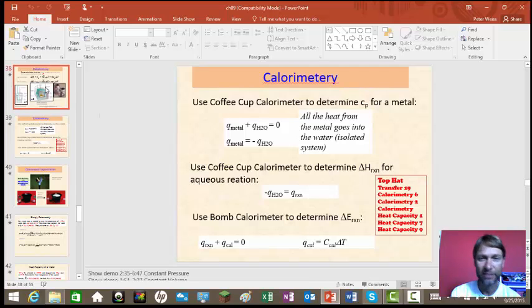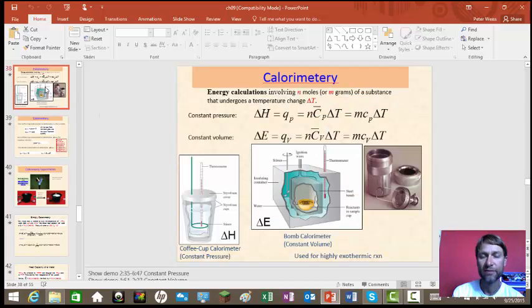Now let's go back to these equations and try to understand the difference between delta H and delta E. Remember from the previous lecture on enthalpy, delta H is the same as the heat transfer at constant pressure, whereas delta E is the same as the heat transfer at constant volume. Remember, the first law of thermodynamics is delta E equals Q plus W. Well, at constant volume, there can be no pressure-volume work. So W disappears, and that's why you get delta E equals Q sub V.